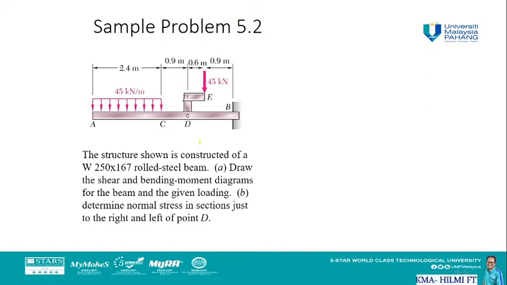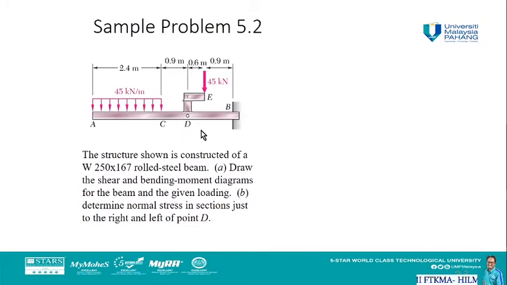So next, let's take a look at problem 5.2. So we have a structure shown as W250 167 rolled steel beam, and we need to draw the shear and the bending moment diagram for the beam and the given loading. Determine normal stress in section just to the right and left of point D. So we need to find this normal stress before point D and the normal stress just after point D.